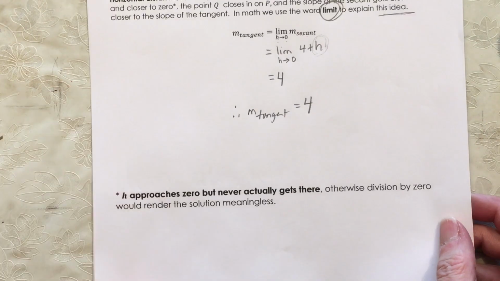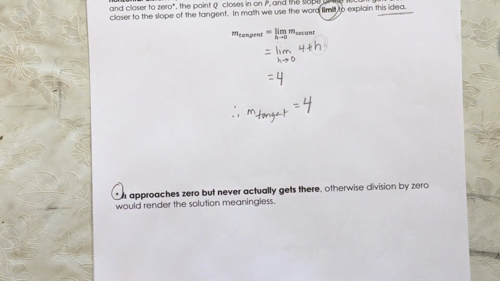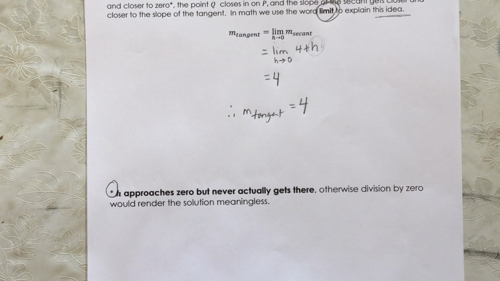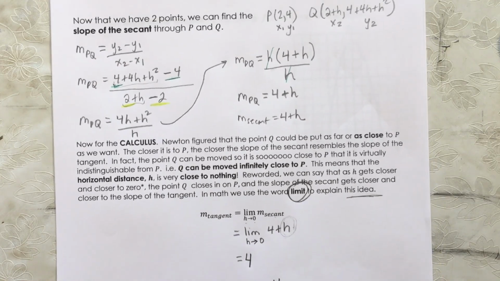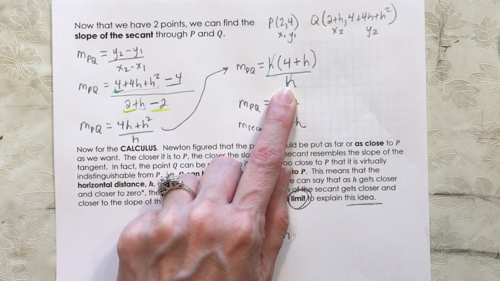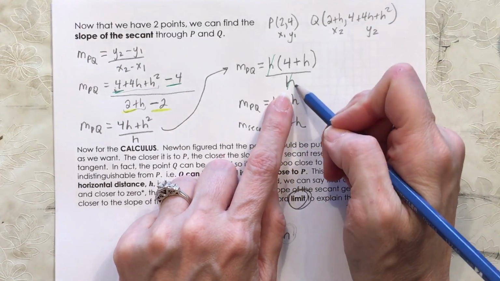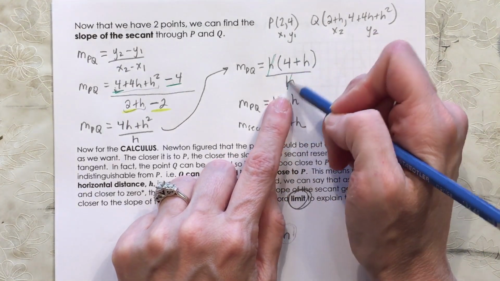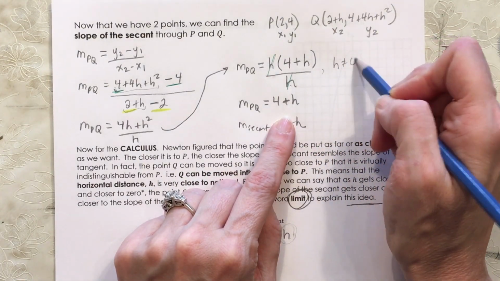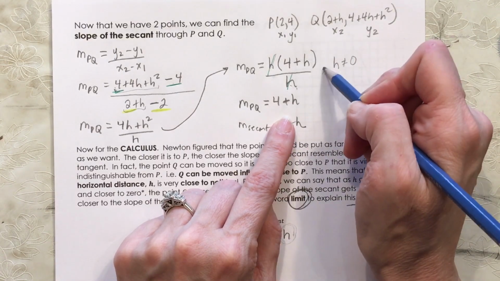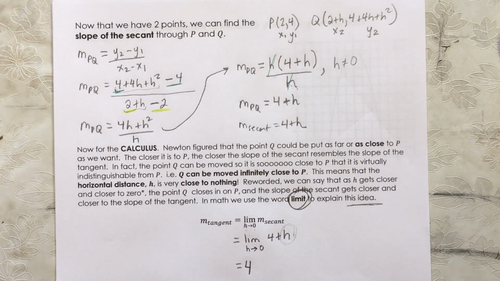And then there's a really important disclaimer that Newton made, and that's that h approaches 0, but it can never actually get there. Otherwise, division by 0 would render the solution meaningless. What are we talking about with division by 0? Well, if we come up here to our work on the secant, we had h in our denominator, so in other words, we're dividing by h here. It was nice that we could divide them out, but we can only divide them out provided, if you remember grade 11, that h is never 0, because you can't ever divide by 0.